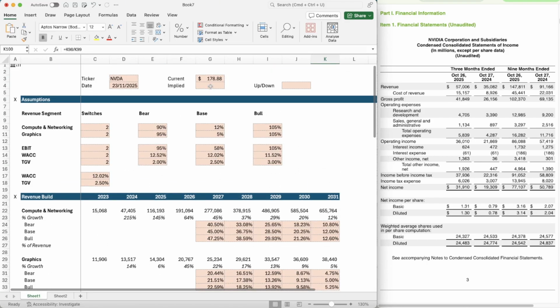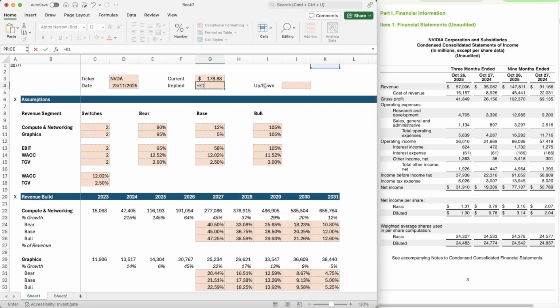To get the upside or downside, you just take the implied divided by the current minus 1. There we have it. So the base case, it's forecasted about 135. On the bullish side, it gets to about 165. The bearish, 107.